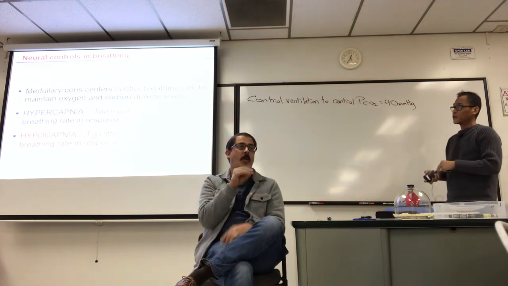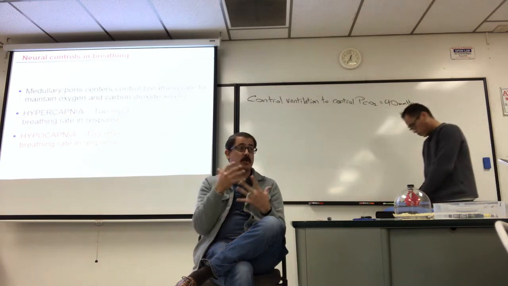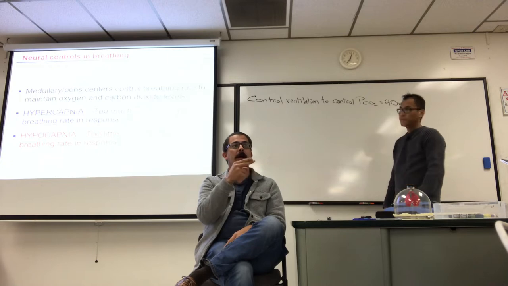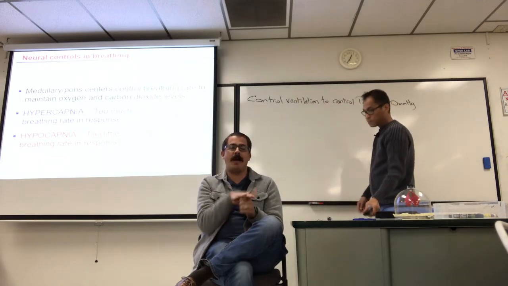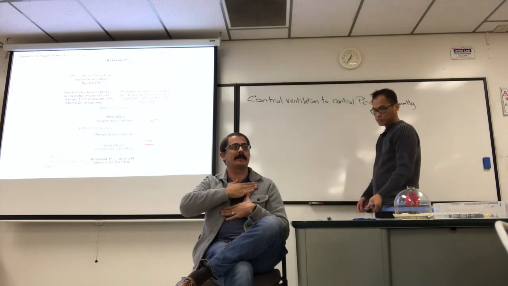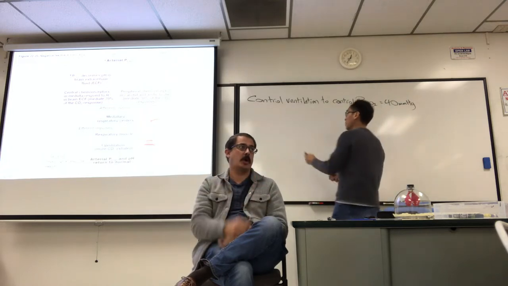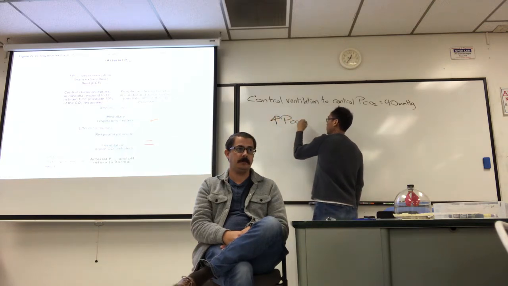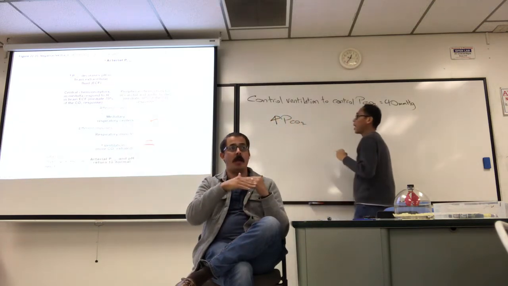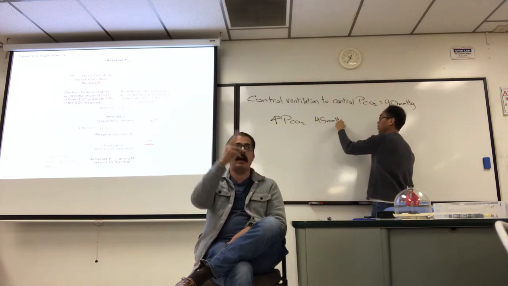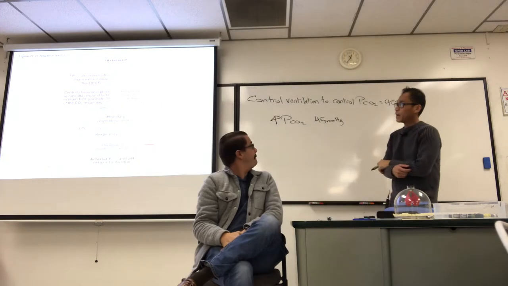So, the condition of too much CO2 in the arterial blood is hypercapnia, and hypocapnia is too little. Now, the reflex mechanism for controlling breathing has to do with the trigger. Let's say, for example, in arterial blood, it gets too high, around 45 millimeters of mercury. That can be detected in a couple of ways.